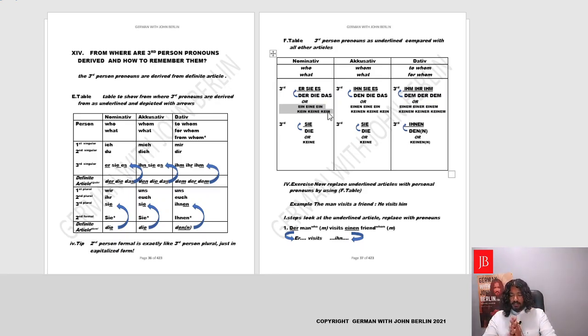All right. Now with this in mind, here is a little exercise in which you have to replace the articles with pronouns. Yes.